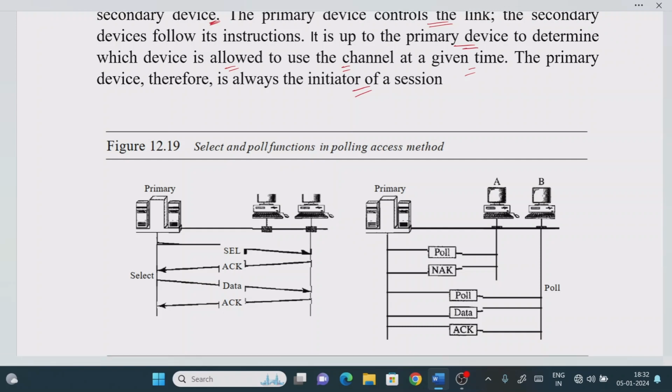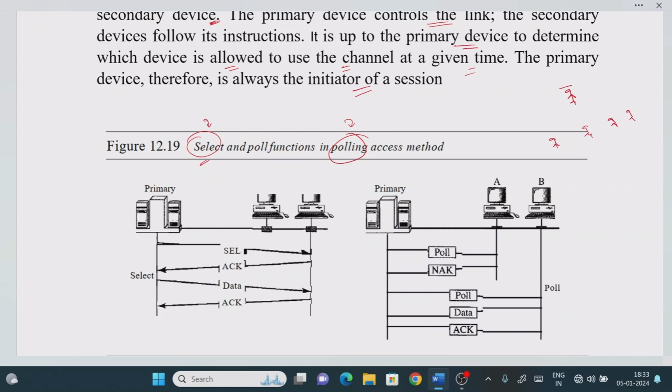To understand the polling mechanism, we first need to understand two things. The first is called the select function, the second is called the polling function, right? Try to remember these two terms, because they are very important to perform the polling operation. First the select function, second the polling function. Now, I told you we have the superpower, and here we have the secondary devices, the normal people, right?